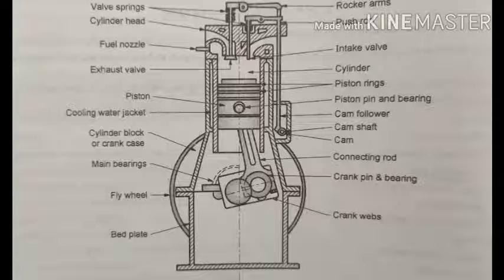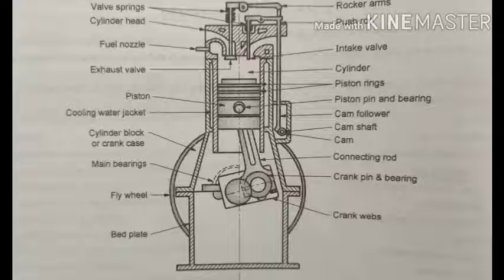This is the figure of a diesel engine and some major components are represented here. Now we will look at each of the following components one by one. The first main part is the cylinder. This is the cylinder. Cylinder is the main part of the engine. Fuel is burned in it and it develops the power.